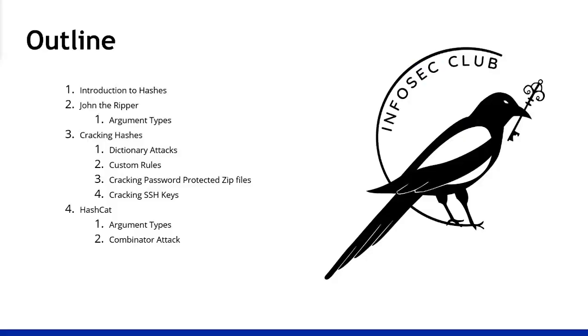And let's get started. So for today's workshop, we're just going to be doing a quick introduction to hashes. We'll take a look at a program called John the Ripper, and we'll learn how to crack hashes using dictionary attack, creating custom rules, and then finally cracking password protected zip files and SSH keys. We'll also be looking over another password cracking program called Hashcat, and in particular, we'll be going over something called a Combinator Attack.